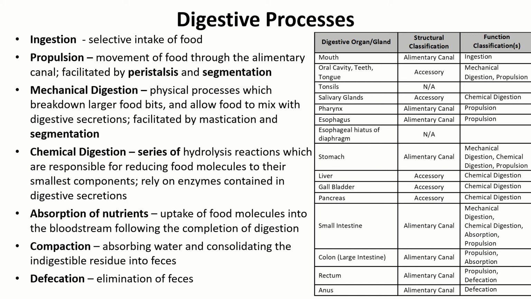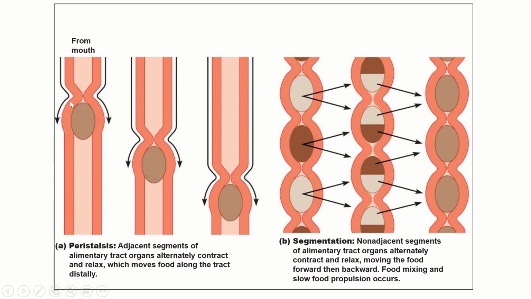Propulsion is movement of food through the alimentary canal. There's two ways this can happen. That's through peristalsis or segmentation. And at a quick glance, you see that most alimentary canal organs are going to facilitate propulsion. Now let me break away to the next slide before I come back. Peristalsis itself is waves of contraction that are meant primarily for propulsion.